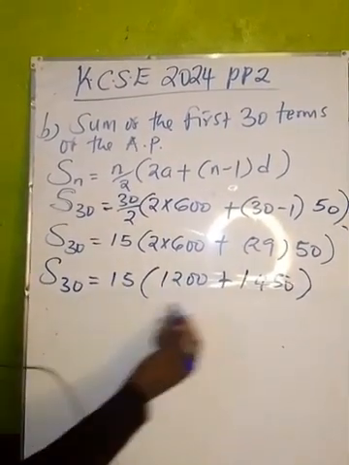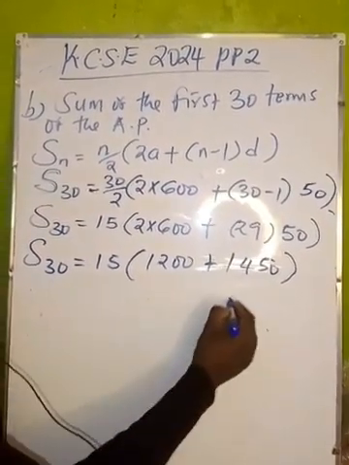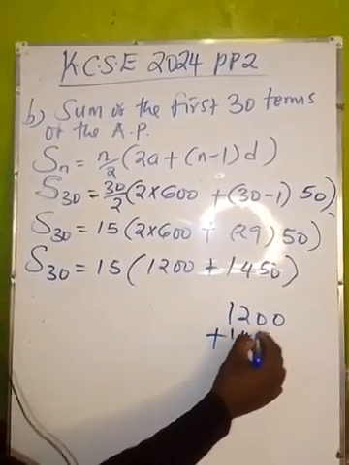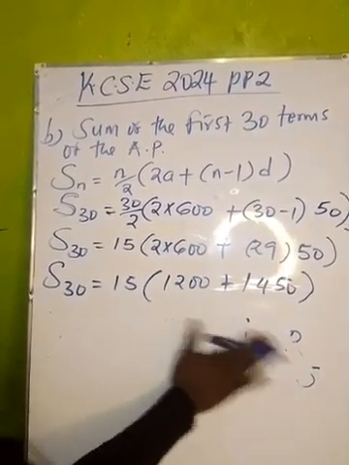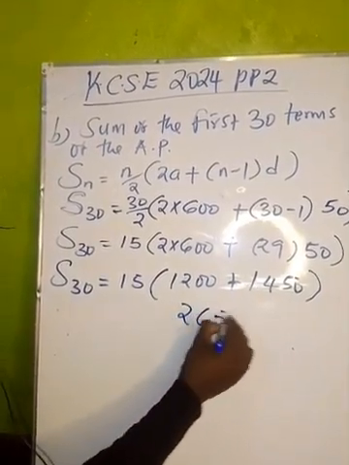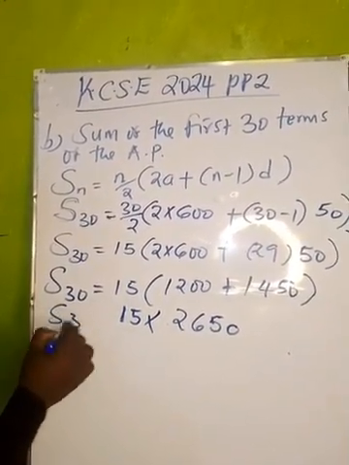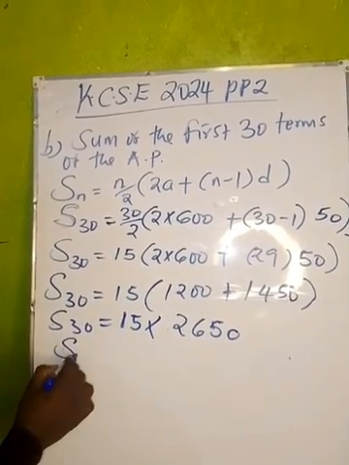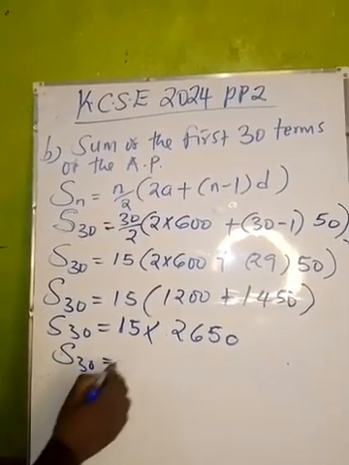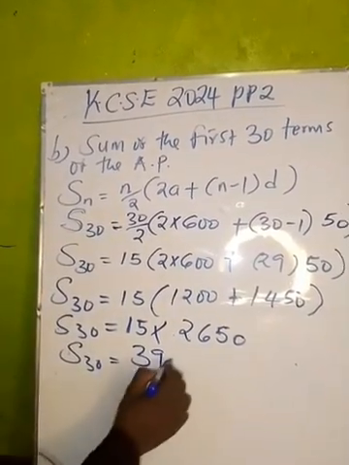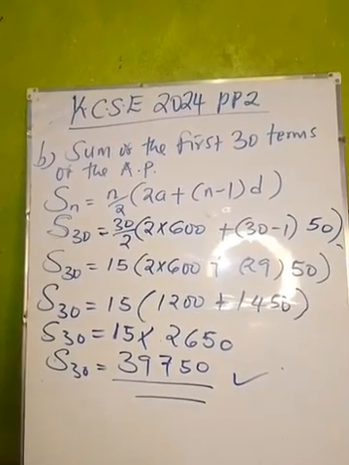Then when you add these two together, you'll have 1200 plus 1450, which will give you 2650. So you have 2650 multiplied by 15, and that will give you the sum of the first 30 terms. So your final answer will be S30, the sum of the first 30 terms, is 15 times 2650, which will give you 39,750. So that is the first question in KCSE 2024.